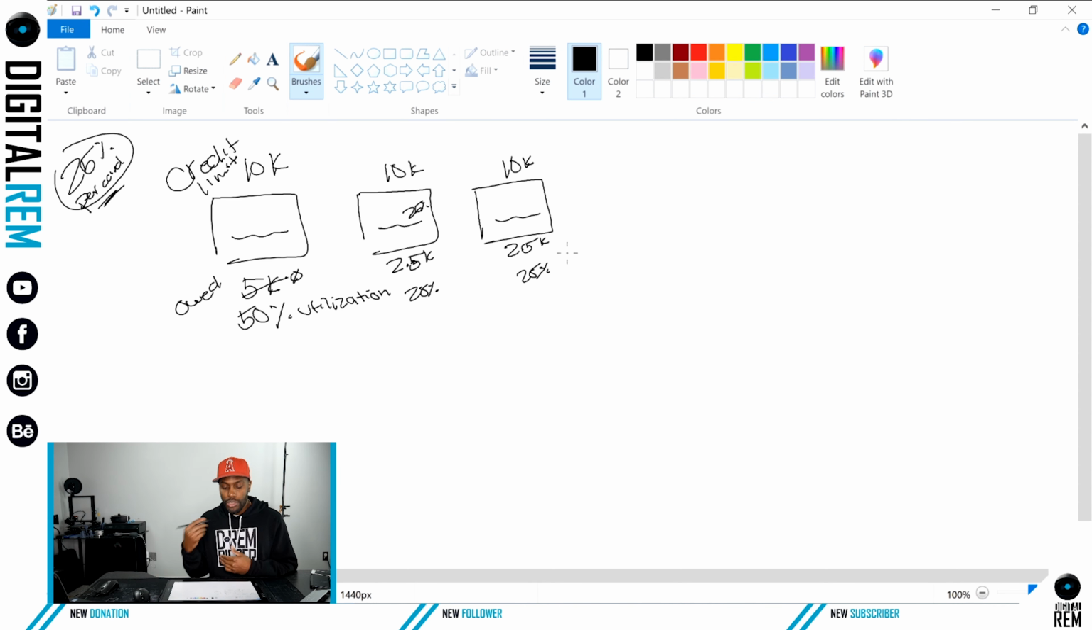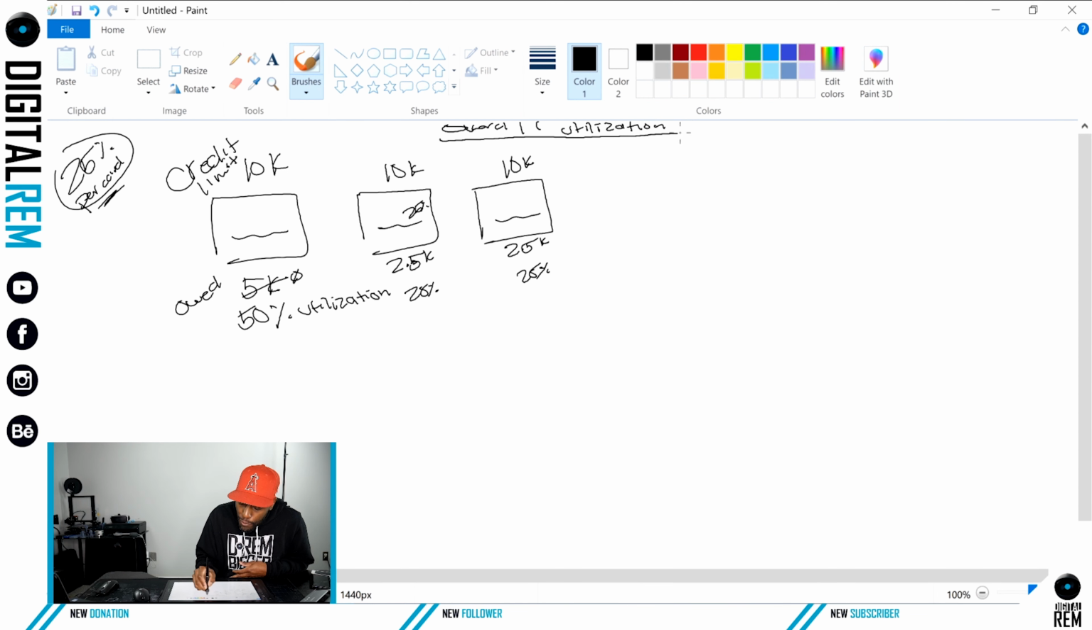Well, Chris, you just said 25%. Again, it's 25% per card, so you don't want to be over 25% utilization per card. But with that being said, if that's the case, what's overall utilization? We're going to write that up here. Overall utilization, right?